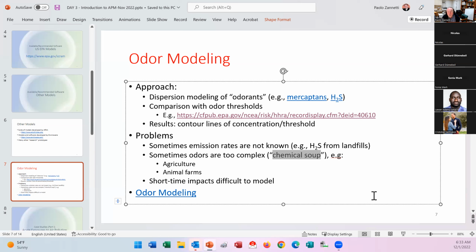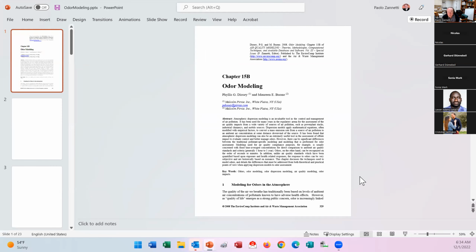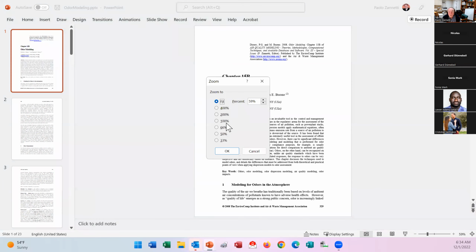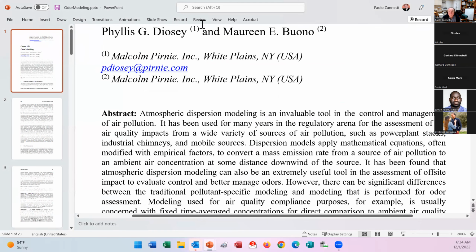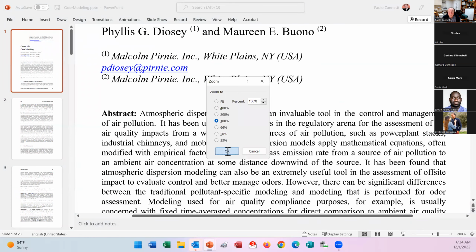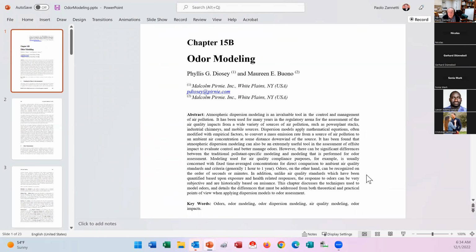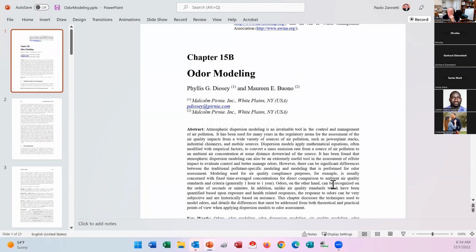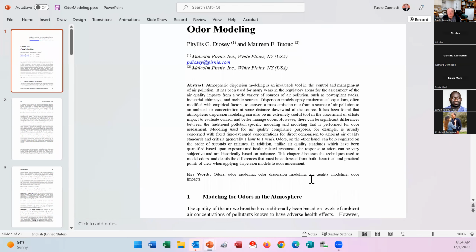Another complication for odor modeling is discussed in this section. This is a chapter that I'm going to send you, and it's quite useful at the beginning to have an idea of what odor modeling is and what mathematical tools we can use to study this.